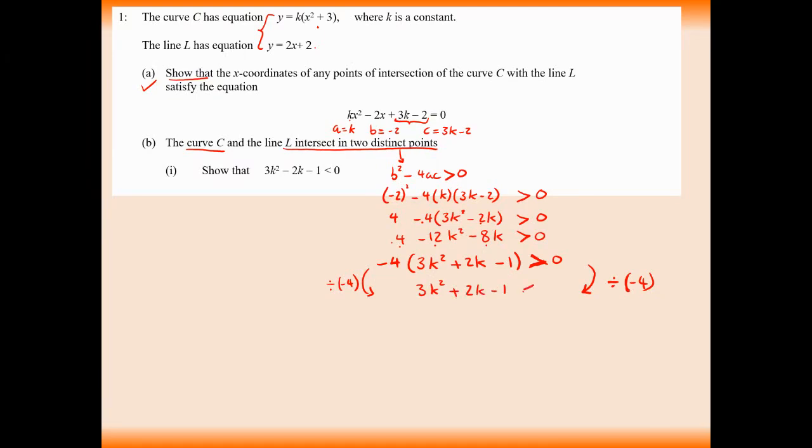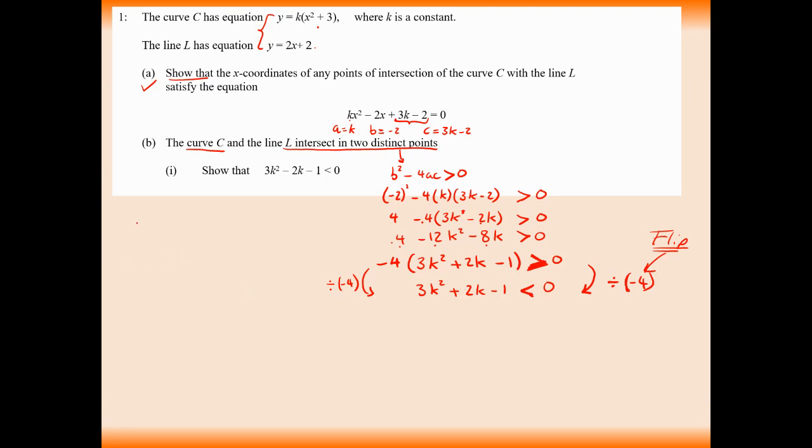No, it will flip. Okay, flip. Flip the inequality sign when you divide or multiply by a negative number. Now, I had another slide to show you why.